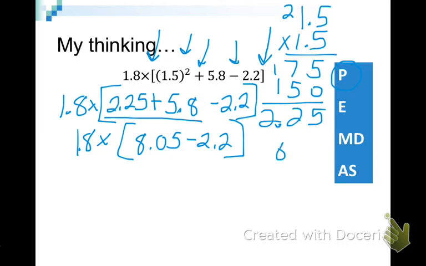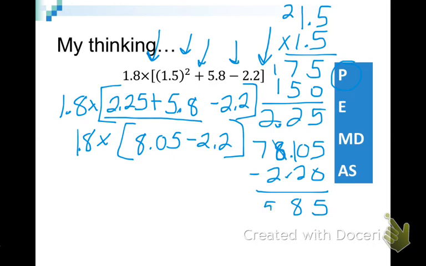And also running out of room. I did skip that first one on the screen itself, but we'll make sure to show this here. So when I'm doing this subtracting, 5 minus 0 is 5. I need to borrow for this. 10 minus 2 is 8, and 7 minus 2 is 5. So I have 5.85 left in my brackets times 1.8.